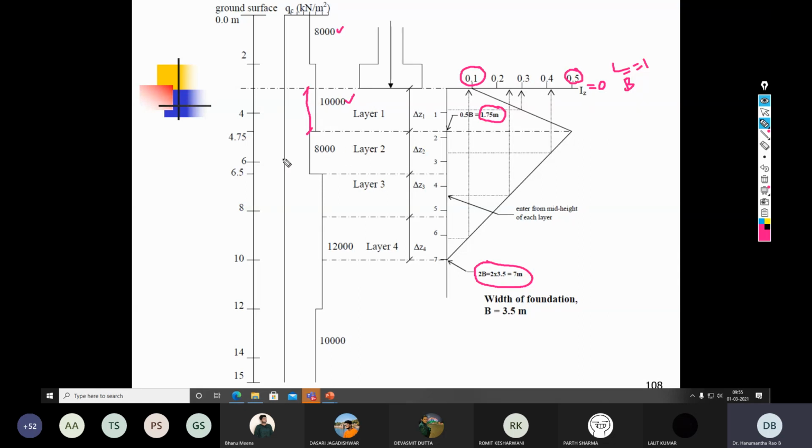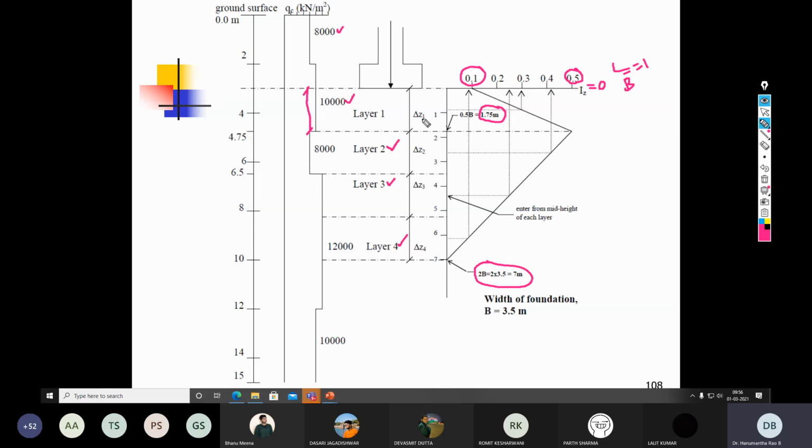So therefore, I have considered 4.75 to 6.75 as layer number 2. And from 6.5 to 10 meter, there was no change in the QC. So therefore, I can consider this as a single layer, that is layer number 3. But it is becoming too much. So therefore, I have further divided this into 2 layers, layer number 3 and layer number 4. Okay, so this is how I have done it.